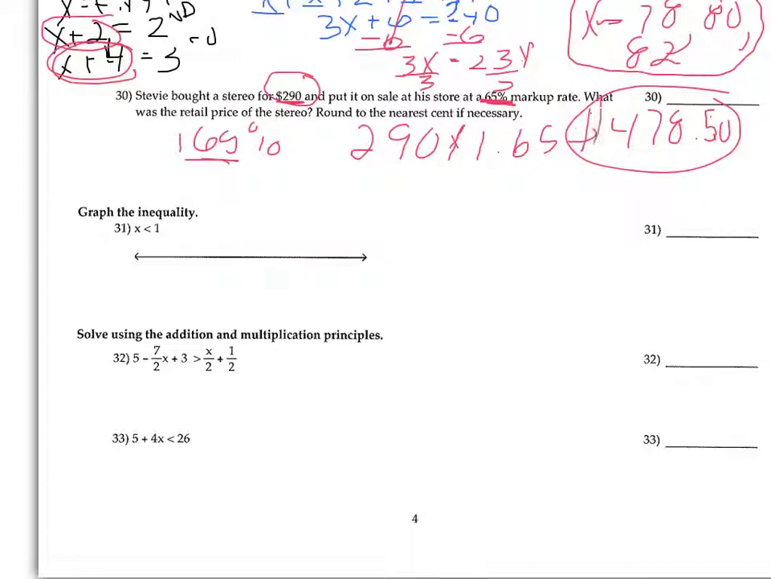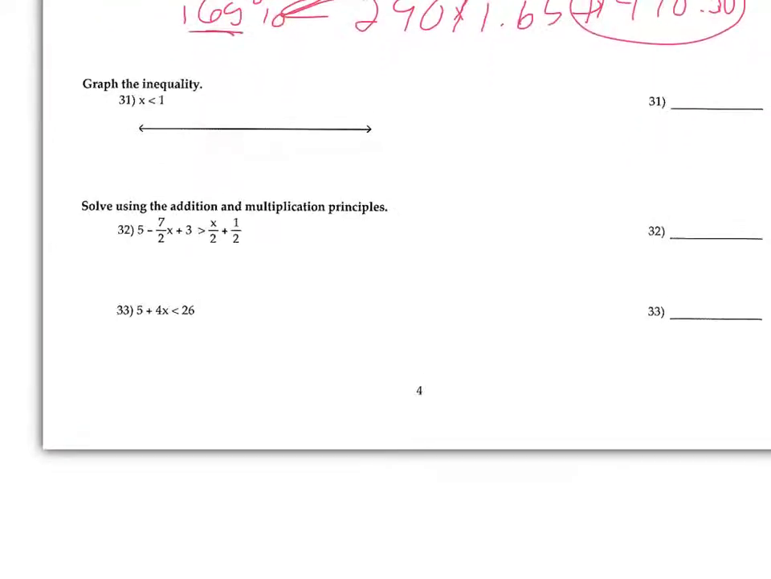So that is the retail price of this. He bought it for $290. He wanted to make some money at his store, so he marks it up 65%, thus charging 165% of what he bought it for. And that's that one. So moving on to these next inequalities.